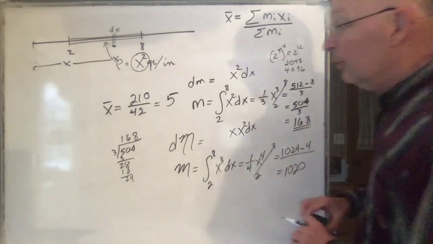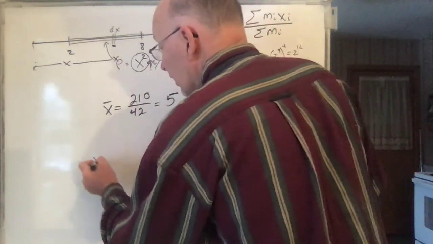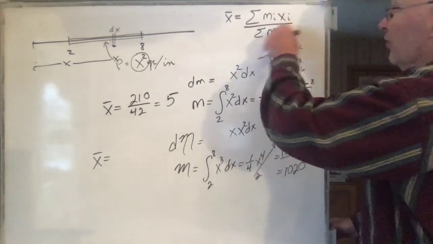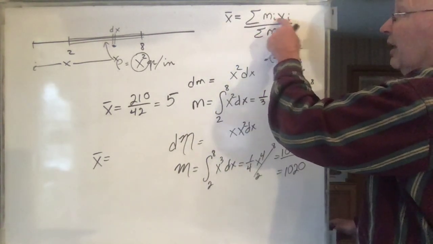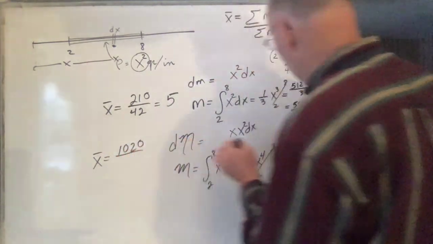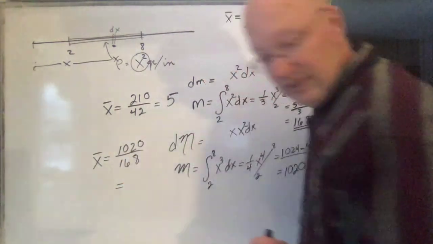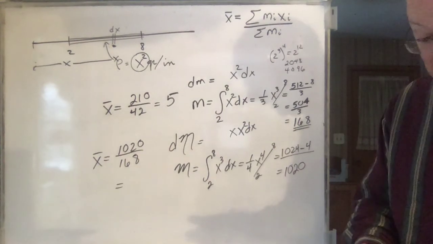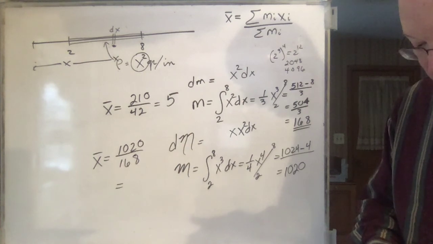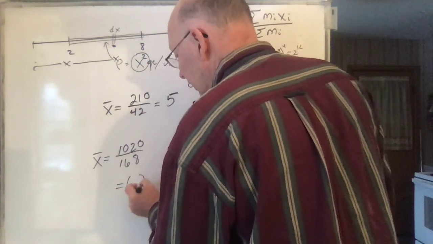And so now, how do we find x bar? Same as before. It's going to be the moment. Here's the moment, which you get by multiplying the mass times the distances all over, which is 1020, all divided by 168. And that's nothing I'm going to do easily. I'll do that on my calculator. 1020 divided by 168, and I get 6.07 approximately.